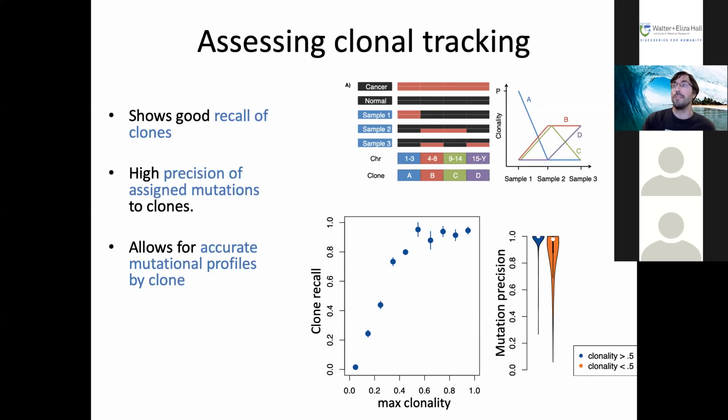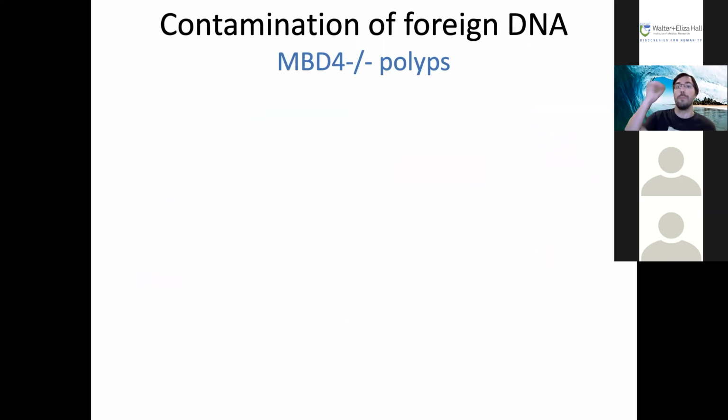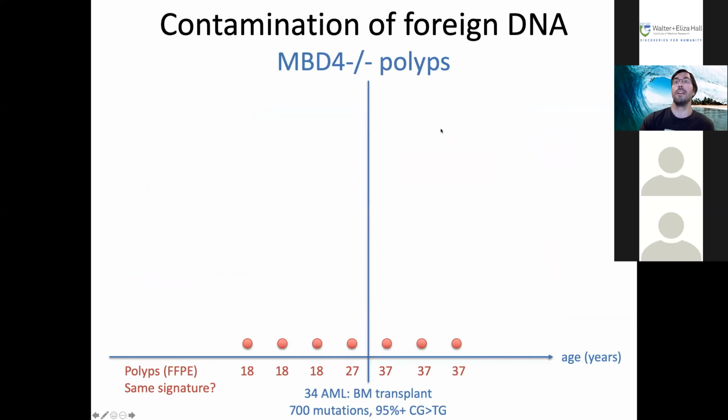So we can use this actually to quality control our samples. And I'm going to show you another example. It's another MBD4 negative patient here. But instead of looking at the AML, we're looking at polyps, where this patient had polyps at the age of 18 and 27, then had AML with a bone marrow transplant, around 700 mutations and 95% CG to TG, as we saw earlier.